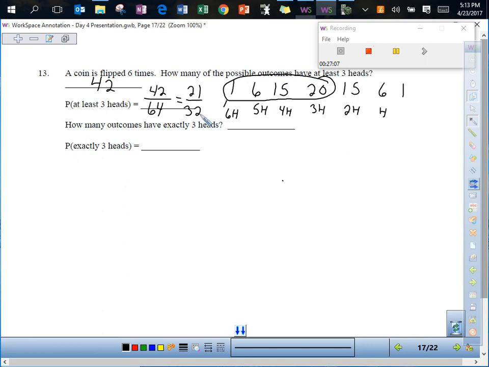Okay. It says how many outcomes have exactly 3 heads? Well, I'm going to look right there. There's 20 for that answer. So the probability of exactly 3 heads is 20 out of the 64, which would be 5/16. But that's how we're going to use the Pascal's triangle.